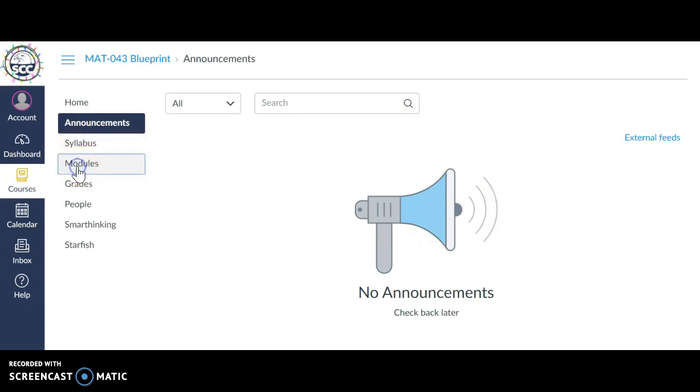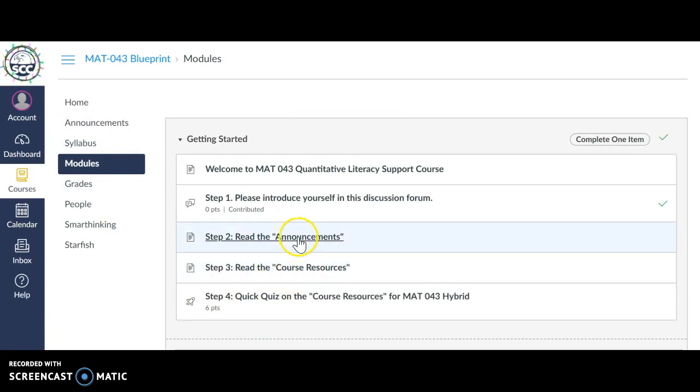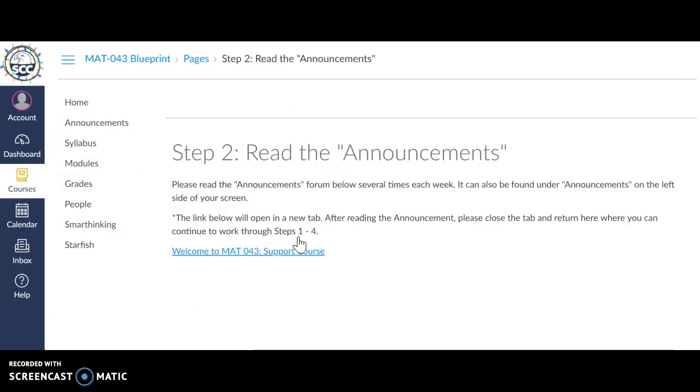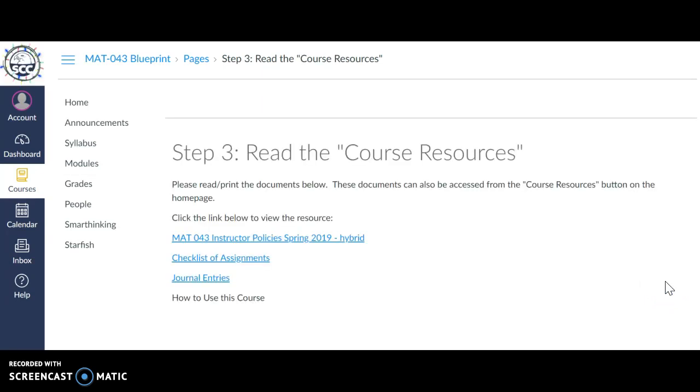Let's return to where we just were working. Let's move to Step 3. Step 3. The course resources contain important information that you may need for reference throughout the semester. It is your responsibility to go through the course resources in detail. Let's look at a few of the highlights together.